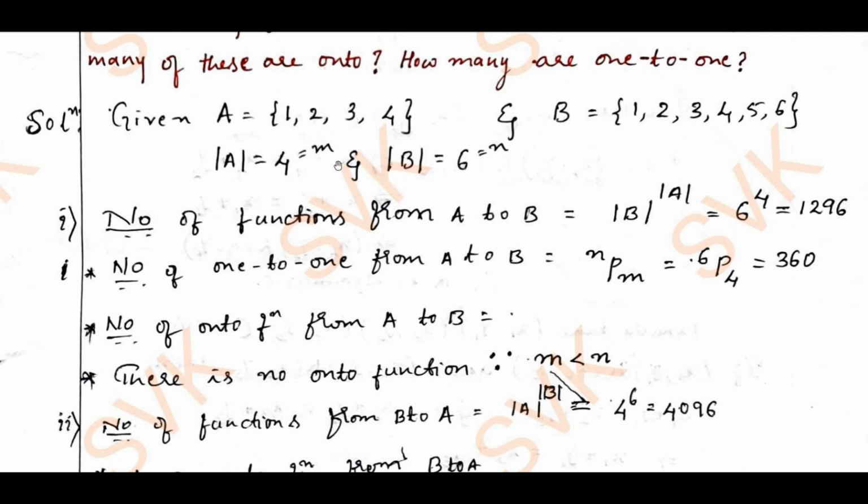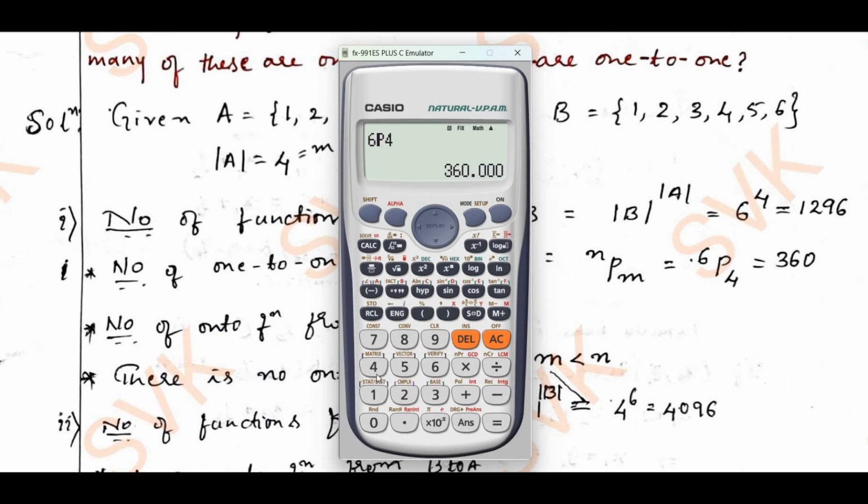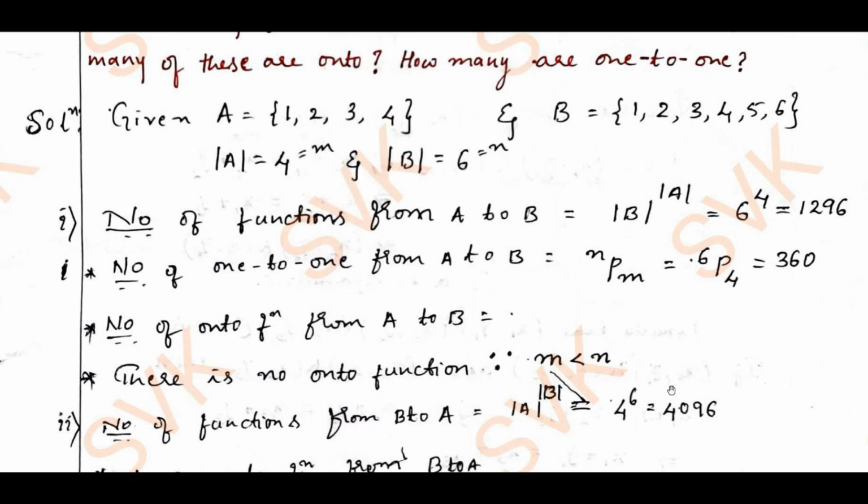What is cardinality of A? You know, that is 4 power 6. Calculate 4 power 6. You can use your calculator. 4 to the power 6, then equal to, you are going to get 4096 as the answer. So this is the way of using your calculator and you got the answer.